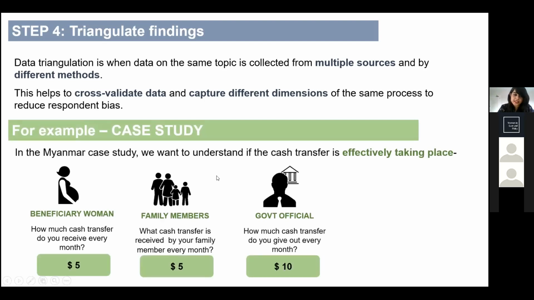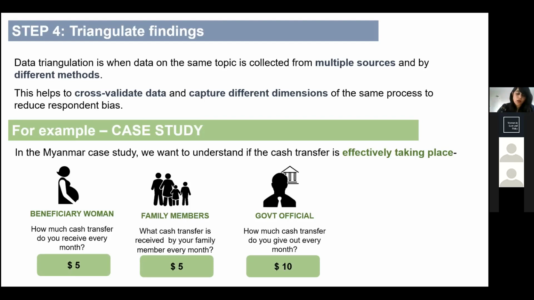So suppose we have a case study. For example, in the Myanmar case study, we want to understand if the cash transfer is effectively taking place. Now we have a beneficiary woman whom we have asked this question to. We have family members whom we've asked this question to. And we have a government official whom we've asked this question to. Now, the beneficiary woman and the family member, they are confirming that every month they receive $5 in an envelope. Whereas the government official who's disbursing the amount is saying that there is $10 that is given out.